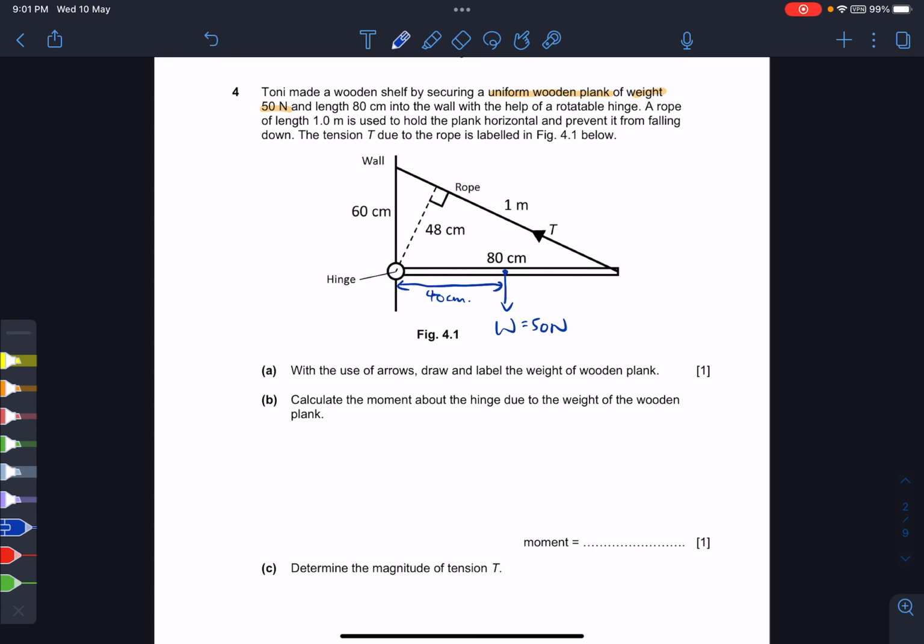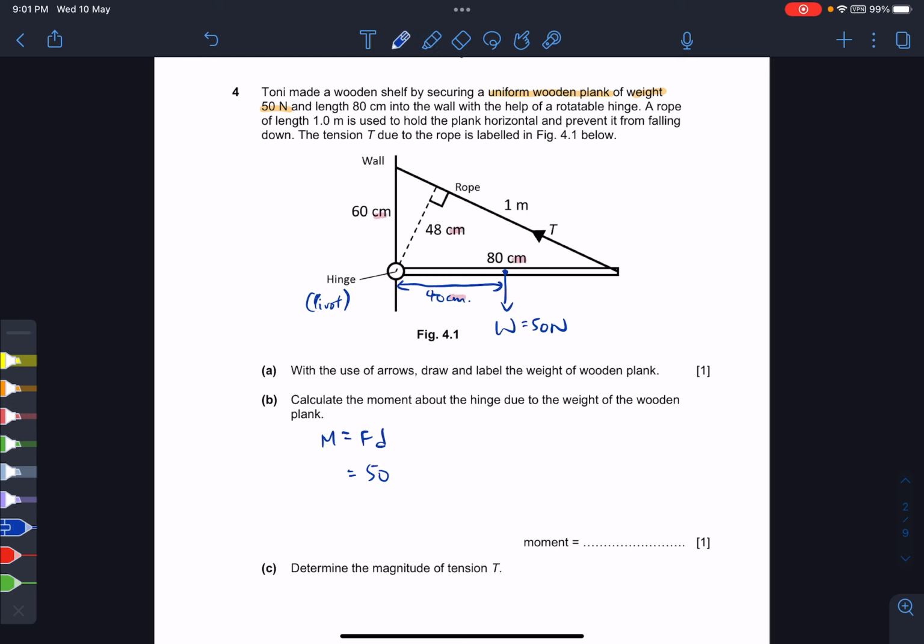Now we're supposed to calculate the moment about the hinge, which is another way of saying the hinge is the pivot. They ask you to find the moment due to the weight. It means it is just the weight alone, so everything else doesn't matter. If you recall, M equal to FD. In this case, M equal to FD. The force is 50 Newton. Careful here, there is a trap.